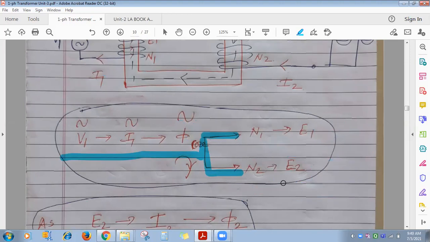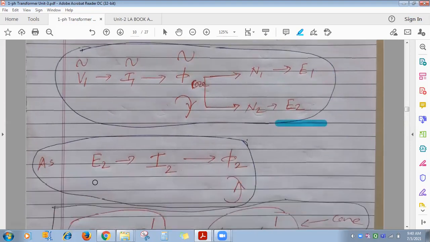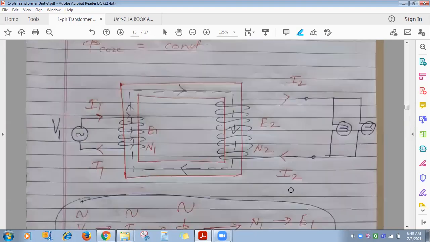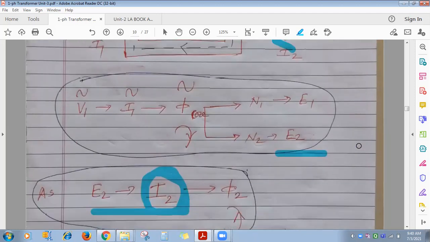Now what is happening? The moment E2 gets induced in the secondary winding, and the secondary winding is closed, current will flow through the secondary winding. The moment current I2 starts to flow through the secondary winding, will it produce its own flux? Yes, it will produce its own flux, isn't it? Now I2 will also produce its own flux.